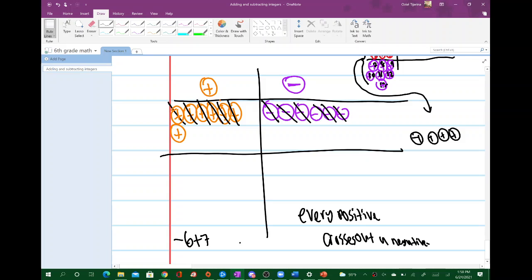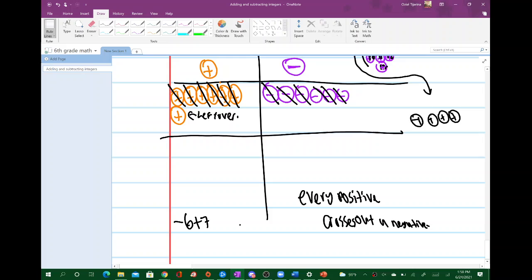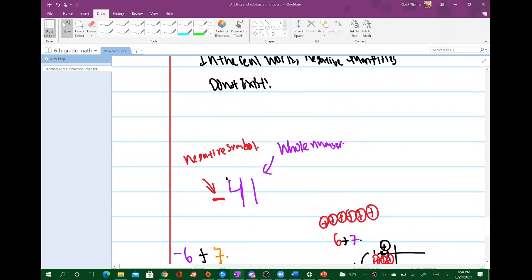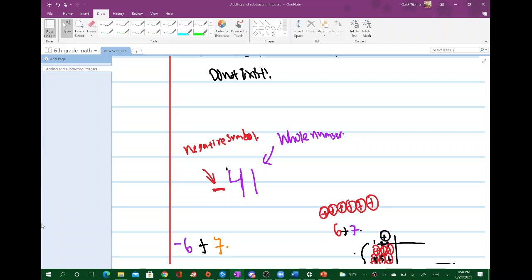And you see how there's 1 positive left. We can't cross this out because this is what's left over. So what is my answer? Because it's a positive, it's positive 1, my answer is going to be 1. Okay? This is how you would do it. Give me 1 second, everybody.